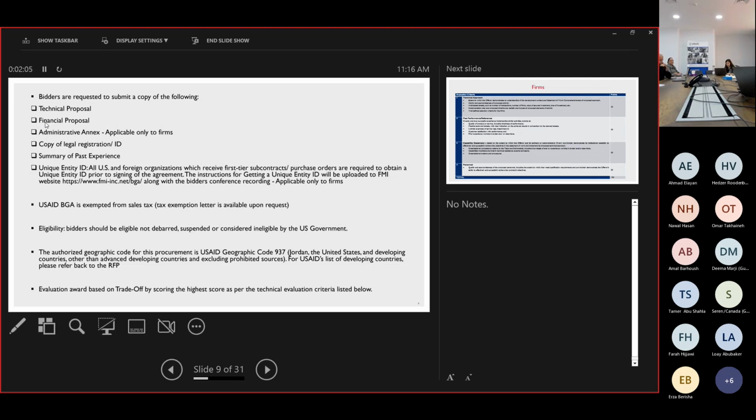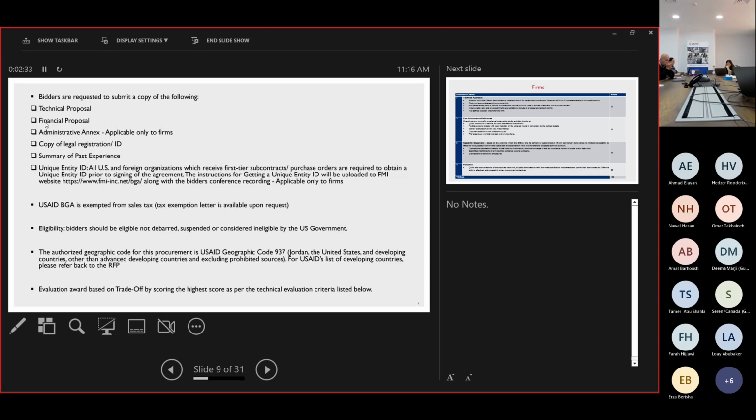All US and foreign organizations which receive a first-tier subcontract or purchase order are required to obtain a Unique Entity ID prior to signing the agreement. The instructions for getting the Unique Entity ID will be uploaded with the questions and answers sheet and the recording of the bidders conference. The Unique Entity ID is applicable only for firms, not individuals.